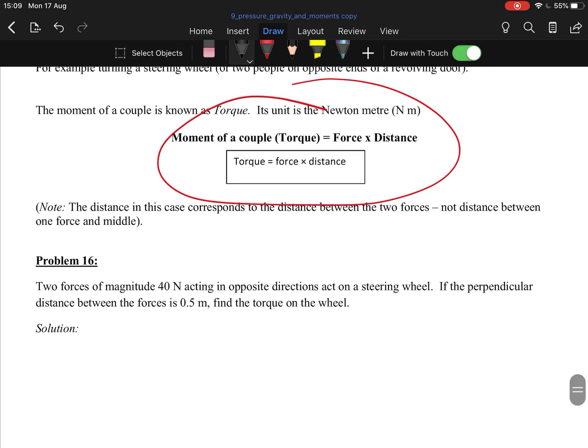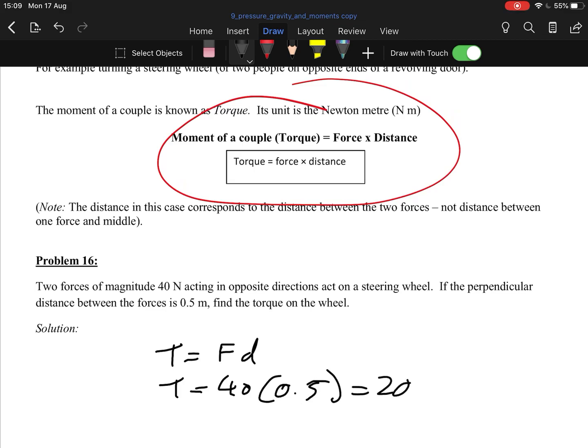And again, to show it here, two forces of magnitude 40 act in opposite directions. If the perpendicular distance between the forces is 0.5, find the torque. Well, torque equals force times distance. Torque equals 40 times 0.5, which equals 20 Newton meters. Done. Okay, that's the end of part 2.